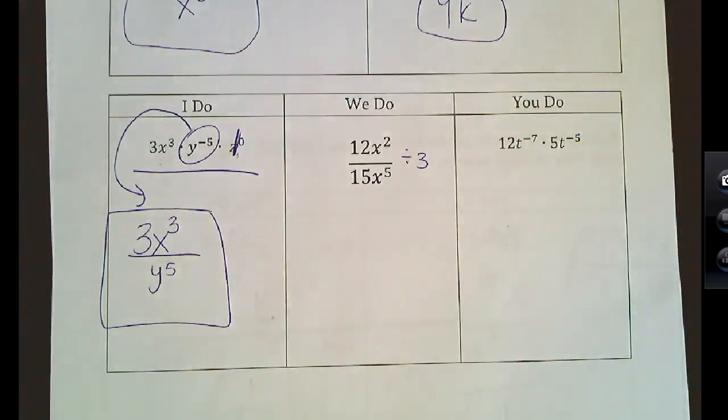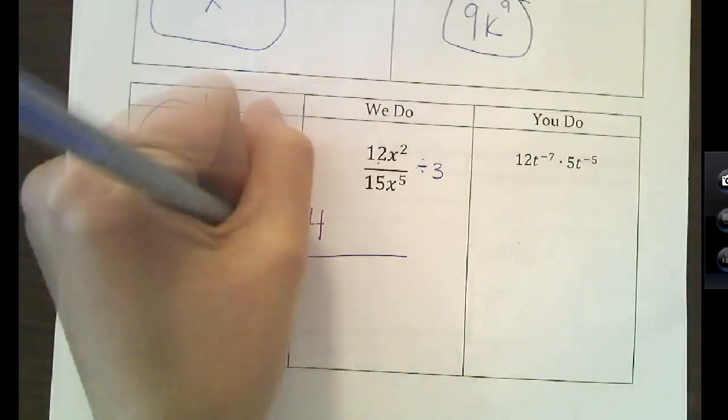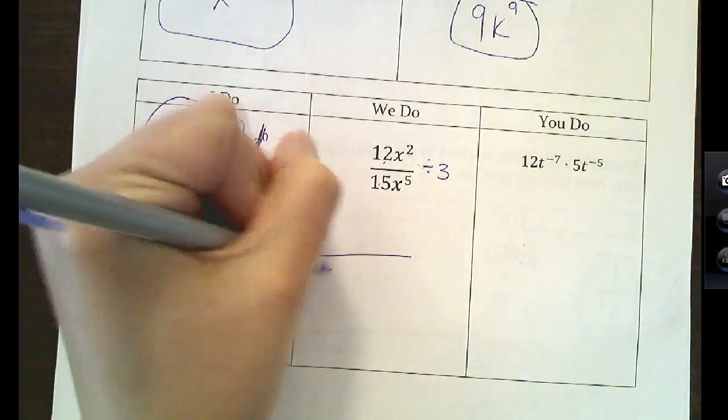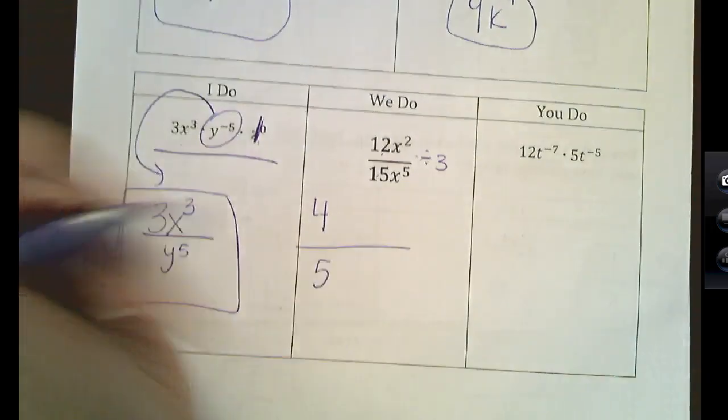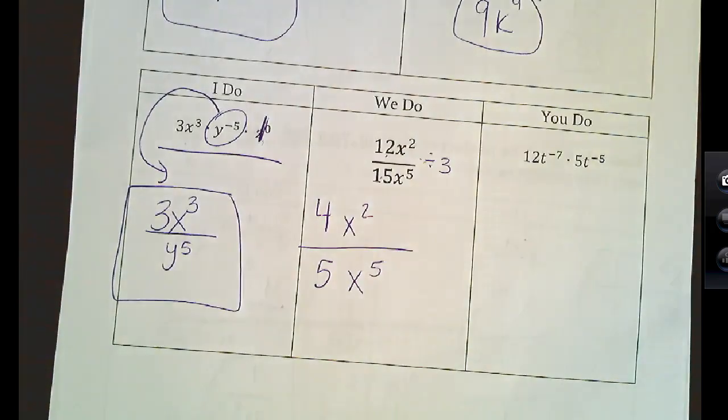We're going to go ahead and divide both our numerator and our denominator by 3. What's 12 divided by 3? 4. What's 15 divided by 3? 5. And then now I'm going to write my x squared and my x to the fifth power. Because I haven't dealt with those x's yet, I'm only simplifying that fraction.